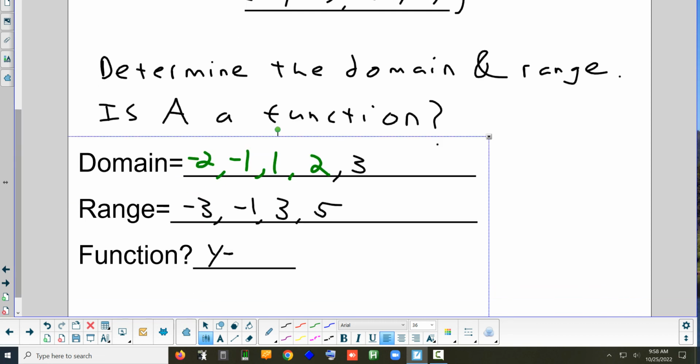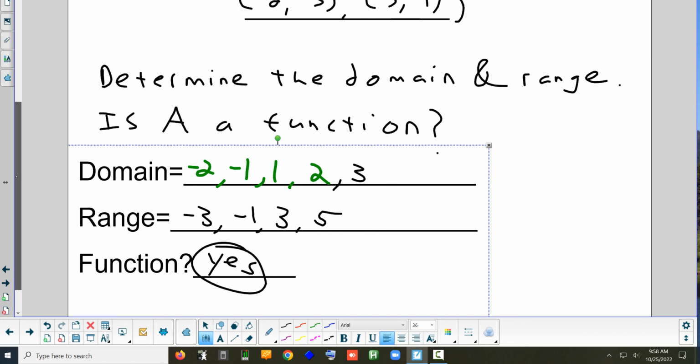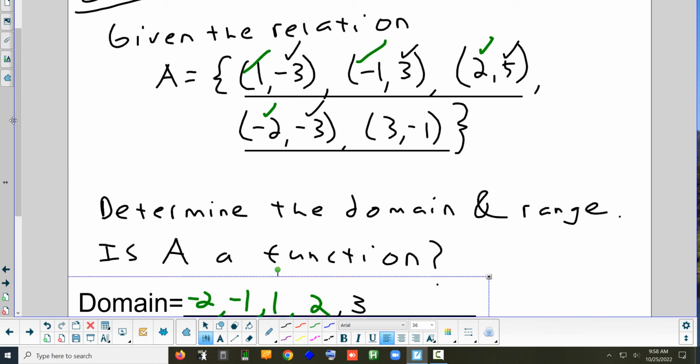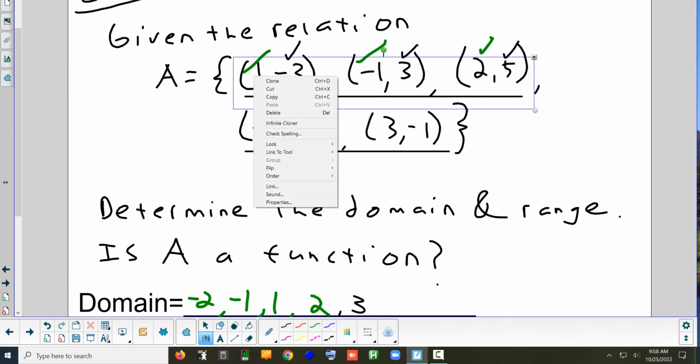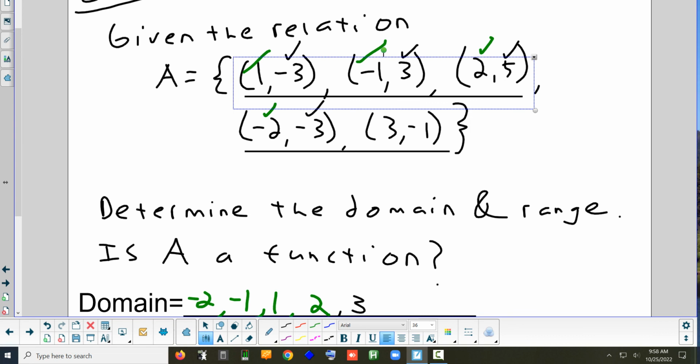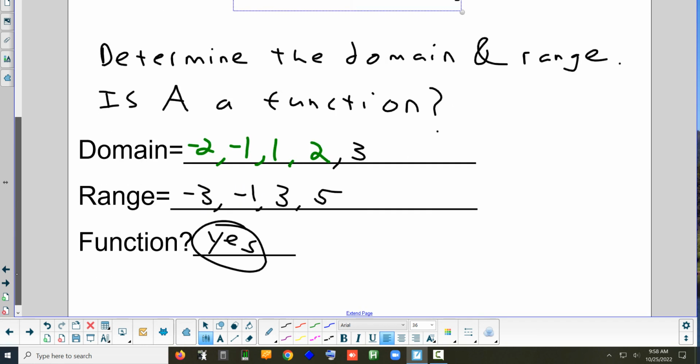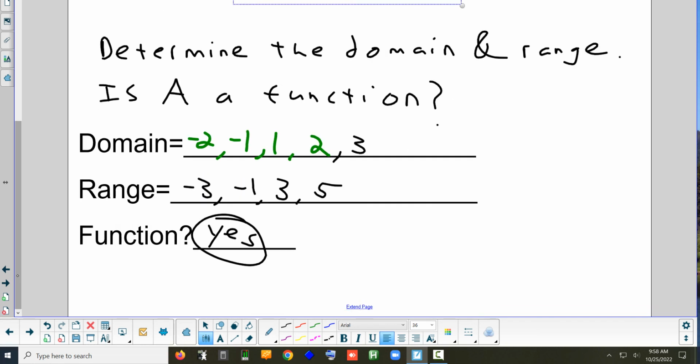There was a repeat, but the repeat was in the second number of each coordinate. The first numbers were all different: 1, negative 1, 2, negative 2, and 3. Okay, those were all different. So the answer there is yes, that is a function.